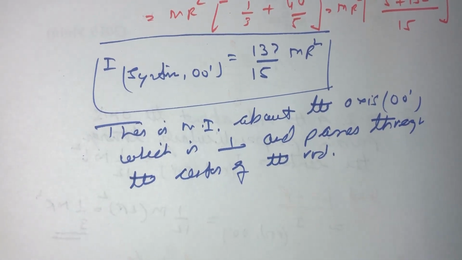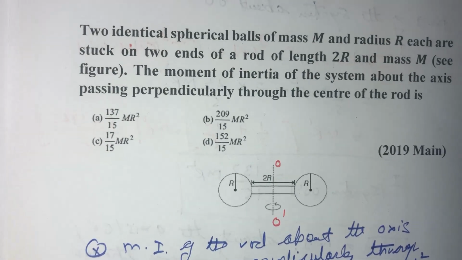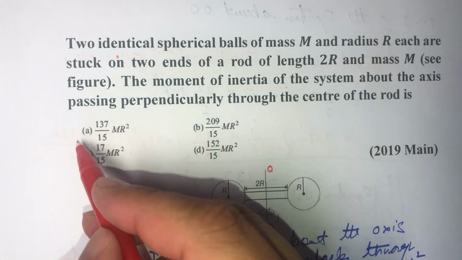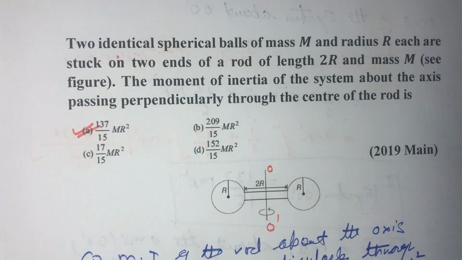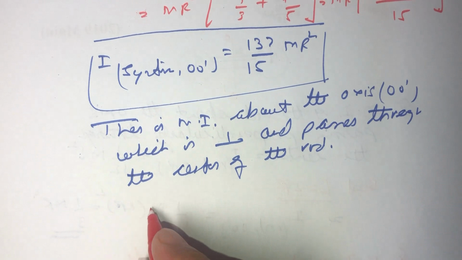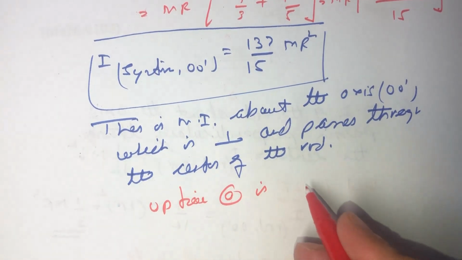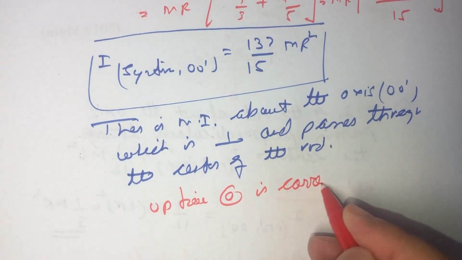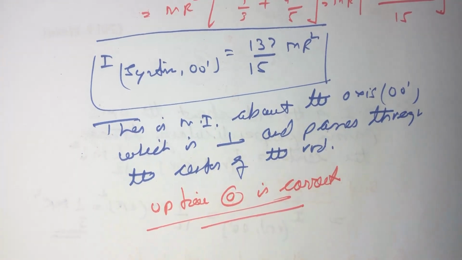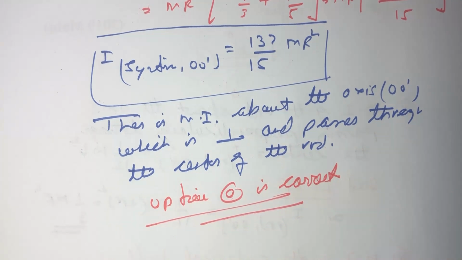So if we check the options that are available with us, option number A is the correct option. Option A is correct. So this completes the question.